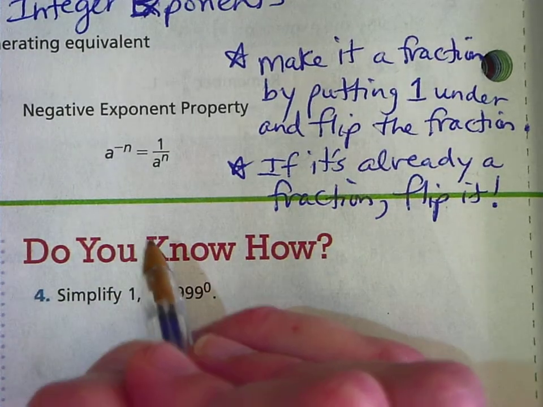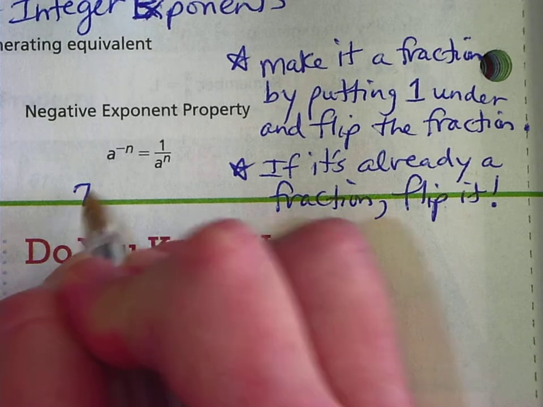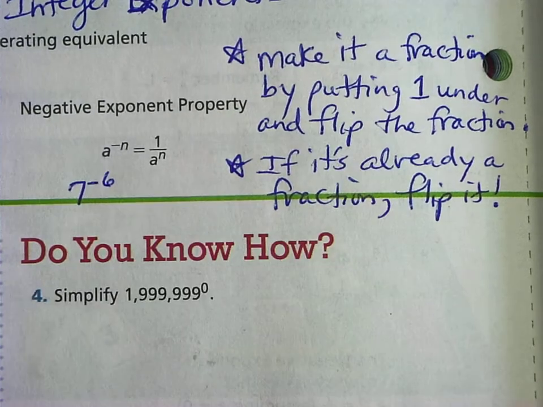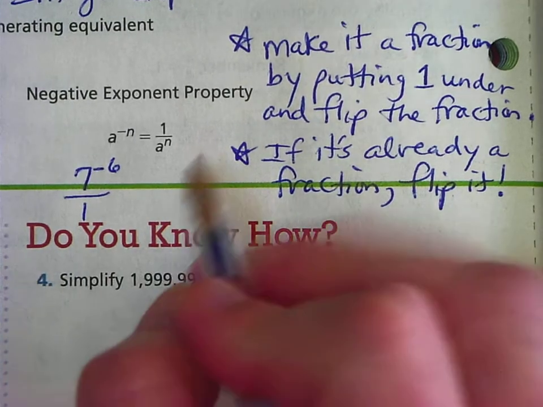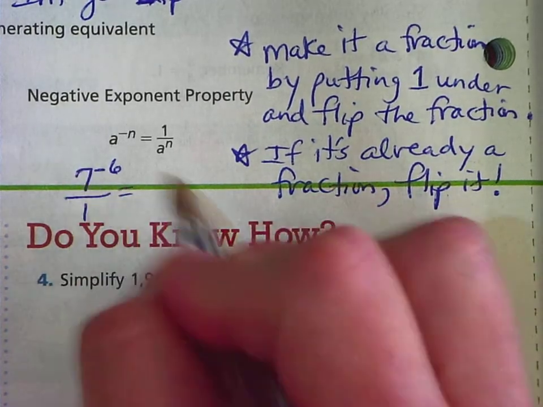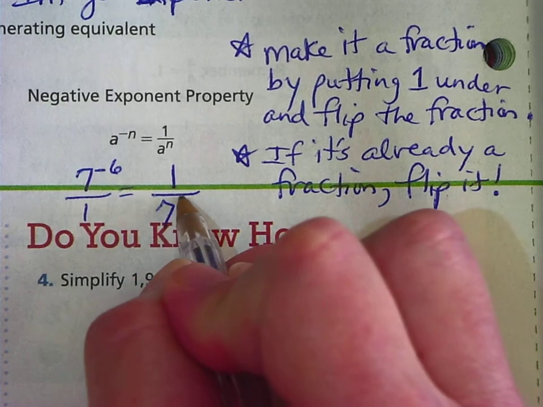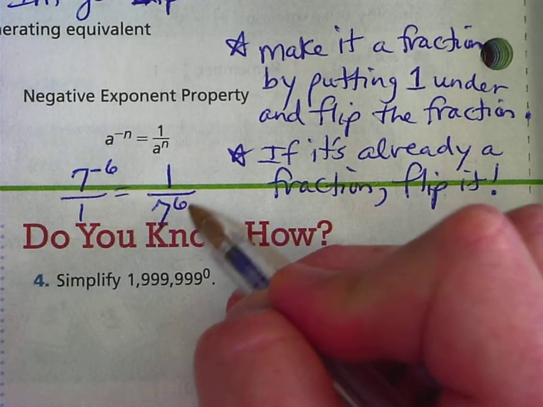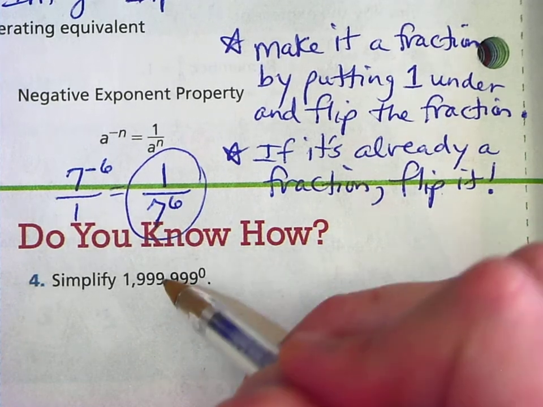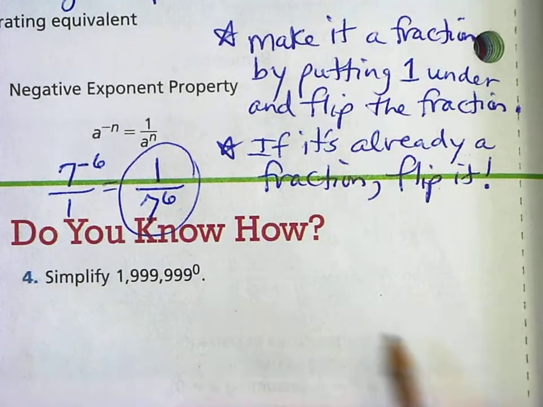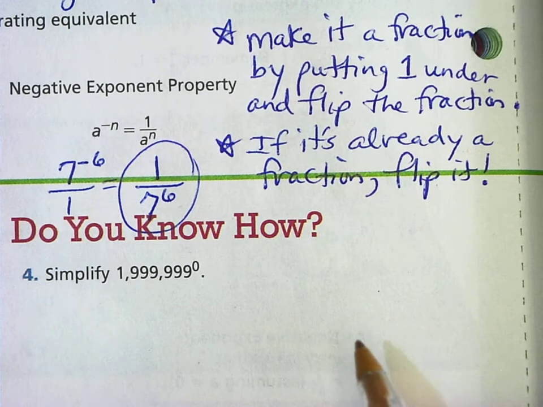So for example, if you have 7 to the -6 power, that negative exponent means you're going to make this whole thing a fraction. You're going to put a 1 underneath it, and then you're going to flip that. So 1 over 7 to the 6th power, and that gets rid of the negative. That would be your final answer. And then you could do 7 times 7 times 7 times 7, 6 times, to find that exact bottom number, but it would be 1 over that.